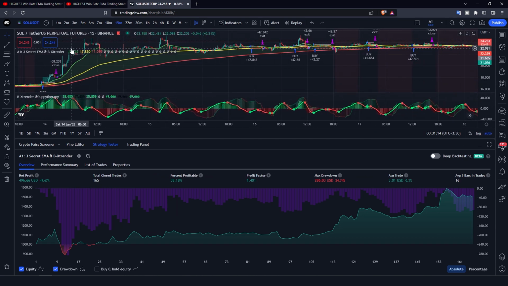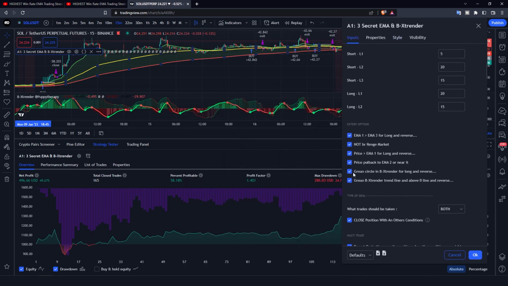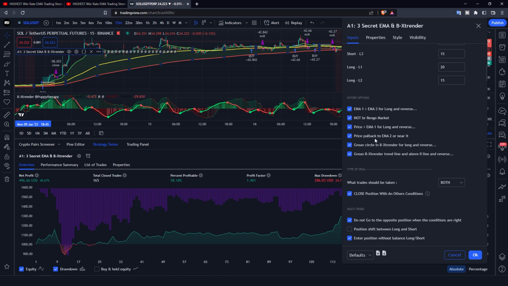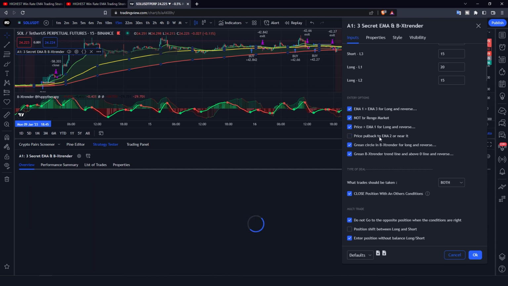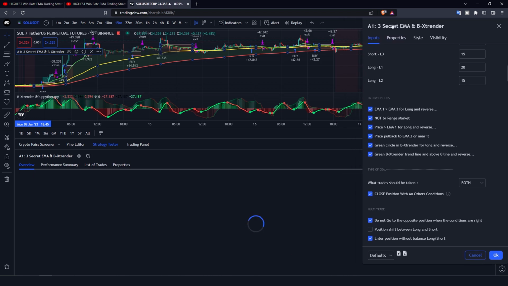In addition to that, you can remove any of these conditions you see here. Okay, you can remove any of these conditions that you want. For example, you can remove pullback and say, I don't need this one, or being near second EMA, you can see what happens to your profit gain. If I return it, you can see again how it changes. Okay, you can see the changes here.